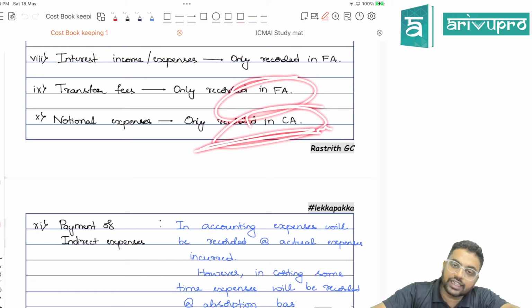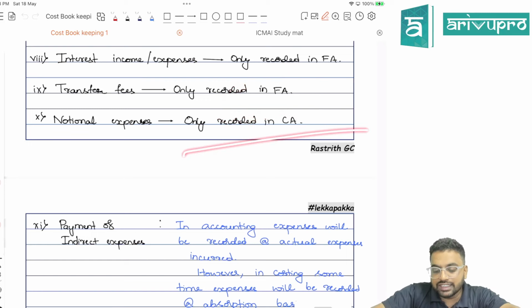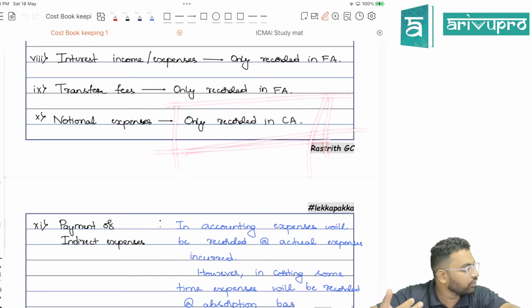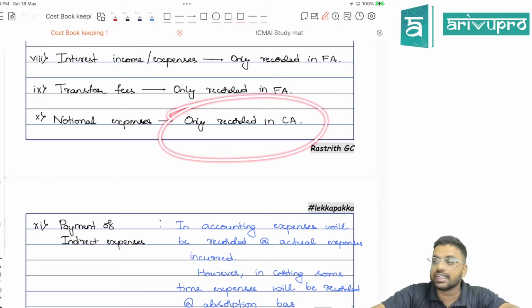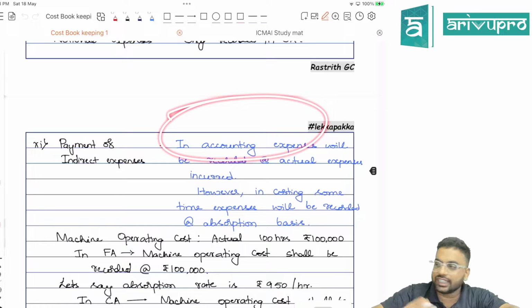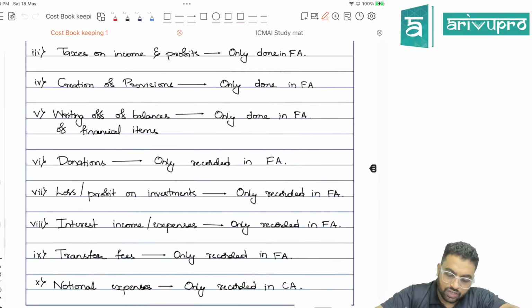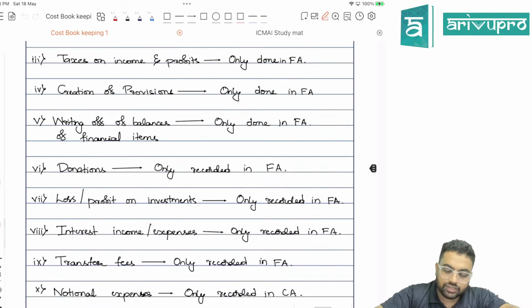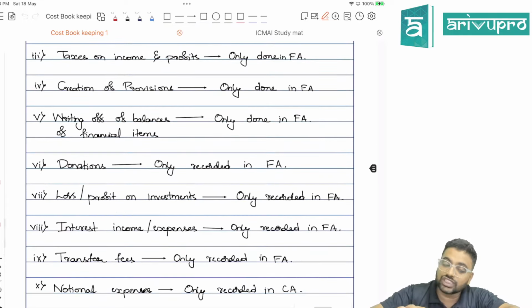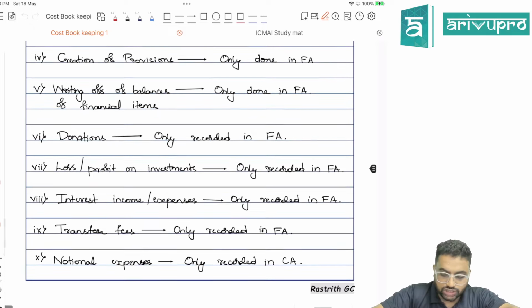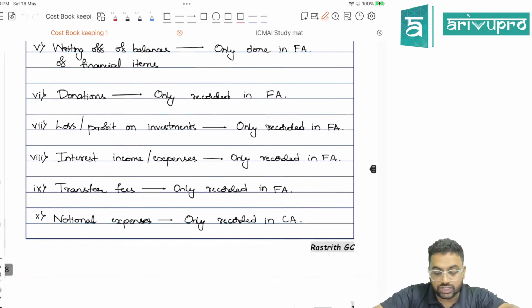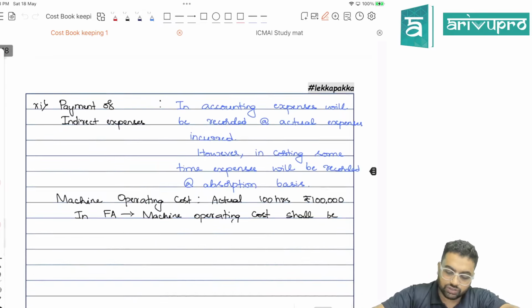Sir, cost accounting integrated or non-integrated? Of course non-integrated. If it is integrated, then financial items will be there, cost items will be there, and there is no need to reconcile; the profit itself will match. But in case of non-integrated, it won't match, because pure financial items and all we ignored. Already we discussed about 10 points. Which and all, sir? Dividend, appropriation, taxes, which taxes are direct taxes, provisions, writing off of balances, donations, loss or profit on sale of investments, interest income, transfer fees, notional expense.